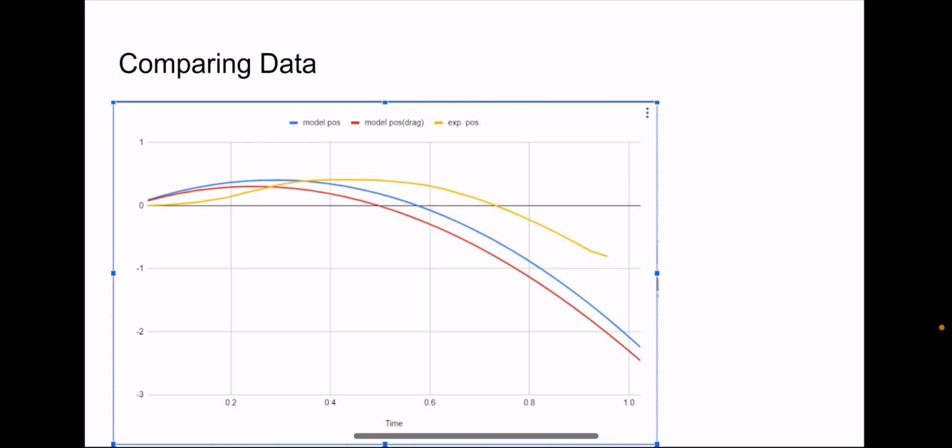Once we compare all of the data, we see a slight correlation in all of the graphs, well, all of the lines. The model with drag, without drag, and the experiment, as we can see, there's a slight difference with and without drag as expected, but they all follow the same trend.